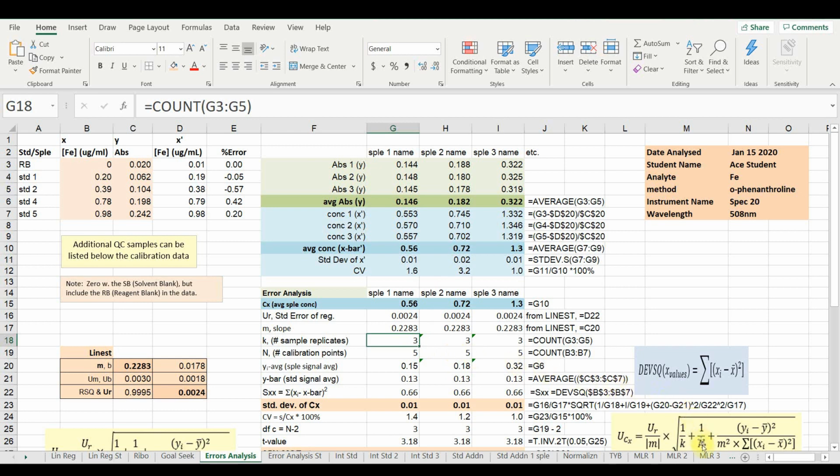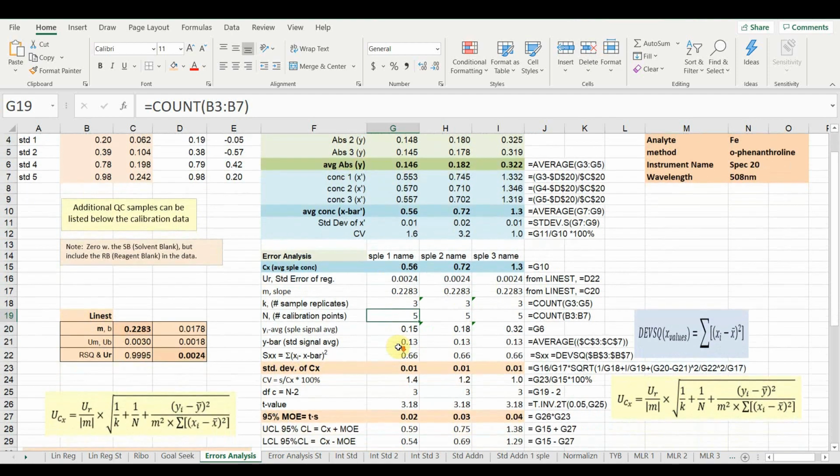The next term we need is N, the number of calibration points. In that case it's 5. And you can use a count function. You can count the values from B3 to B7, or you can count these values C3 to C7. It'll give you the same number. That's the number of calibration points.